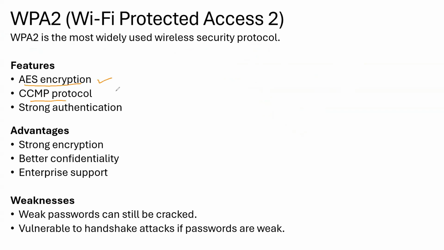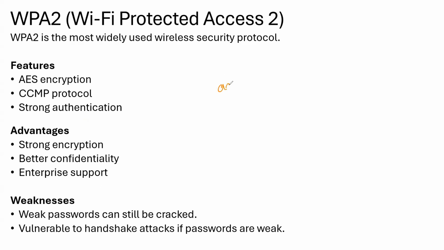It is a type of CCMP protocol. It has strong authentication. What are the advantages? It has strong encryption, better confidentiality, and enterprise support is also available. What are the weaknesses? If you have a weak password, WPA2 can be cracked. So never use a weak password.